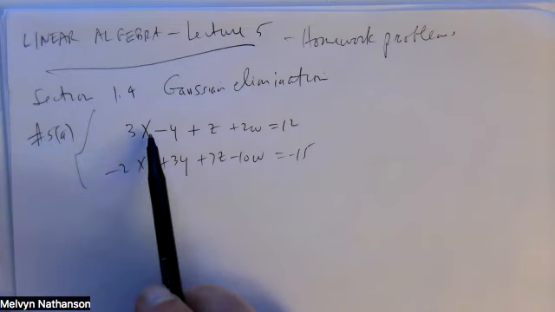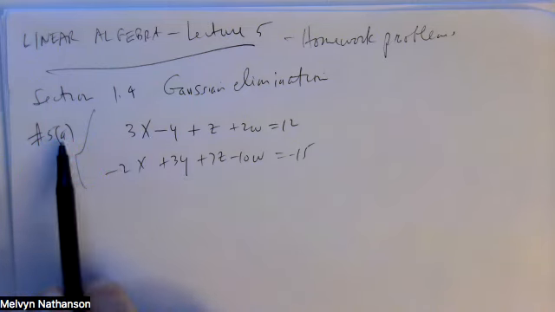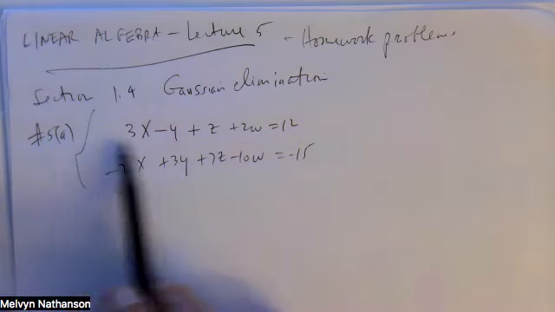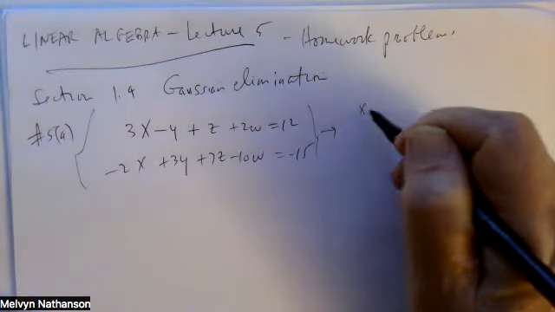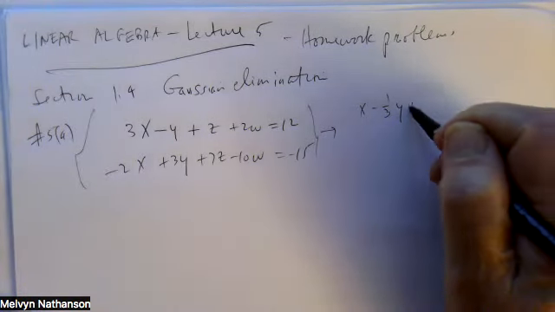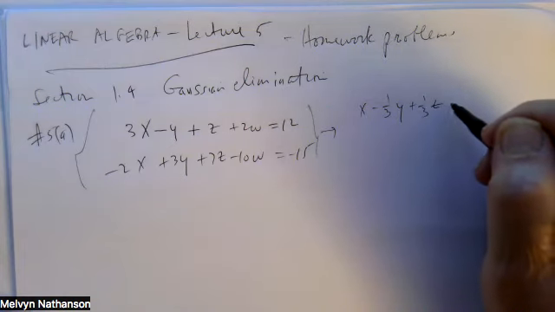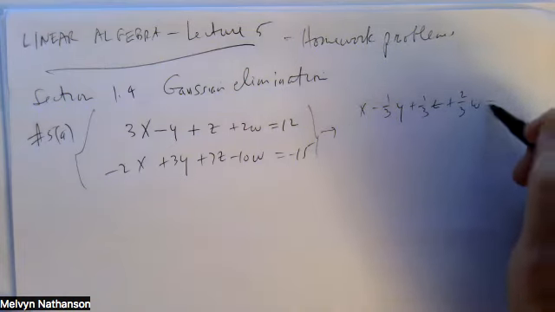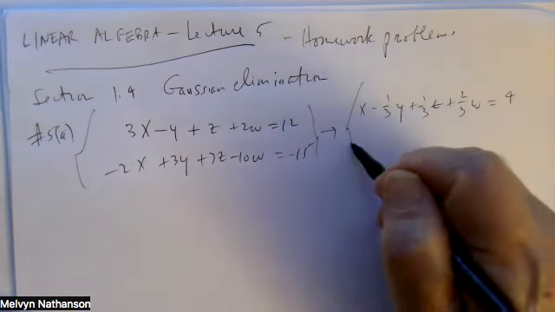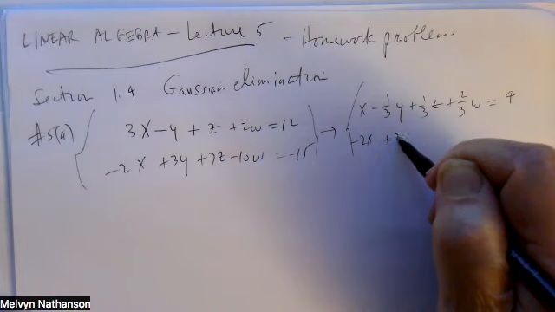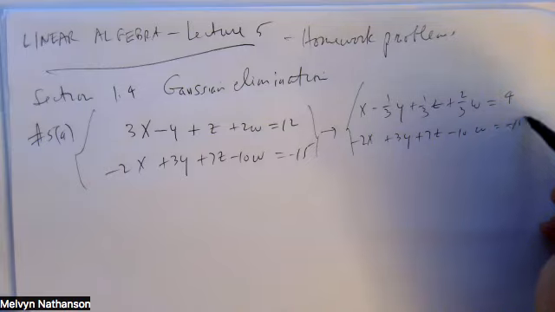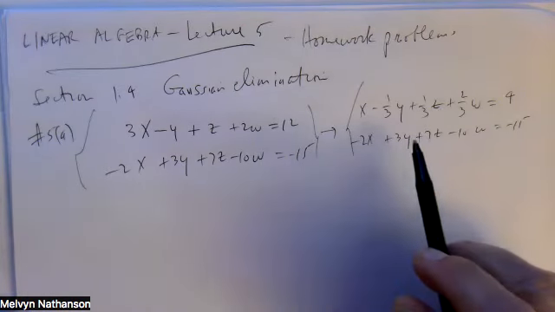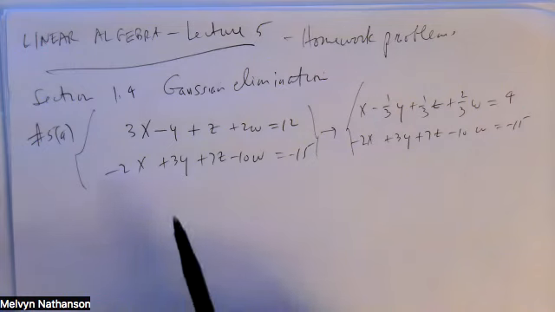So the first step is to have the coefficient of x in the first equation equal to 1. So I can multiply the first equation by a third. If I multiply by a third, I get x minus a third y plus a third z plus two thirds w equals 4. And the second equation isn't changed. So we have this system of two equations and four unknowns, which is equivalent to the original system.